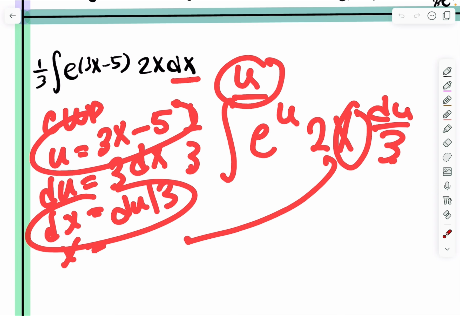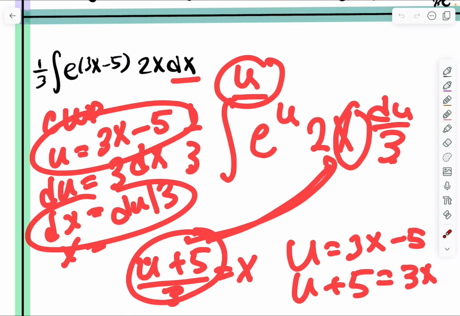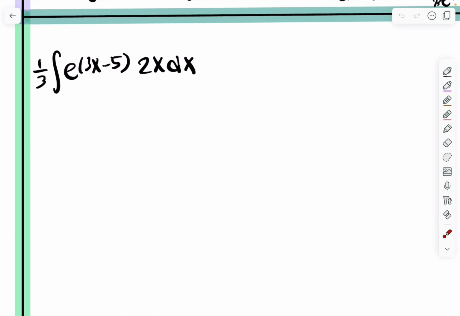You could try solving for x, so you have this equation, u is equal to 3x minus 5, so u plus 5 is going to be equal to 3x. You could divide by 3, so you get u plus 5 divided by 3 is equal to x, but if you plug this in over here, that also doesn't really help. So the idea is u sub doesn't work. So then you recognize, oh wait, these are two things being multiplied together. That signals to me that I should use integration by parts.